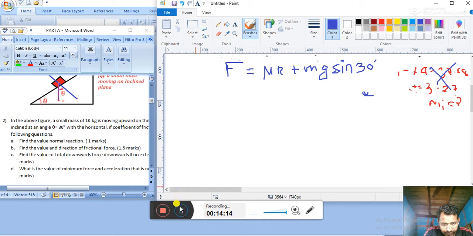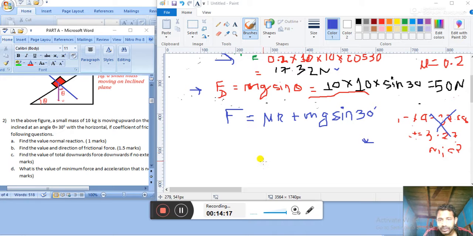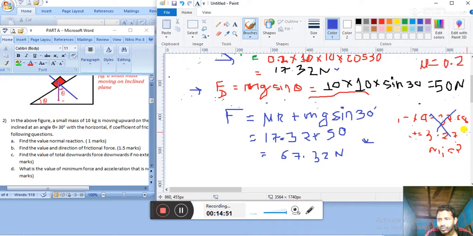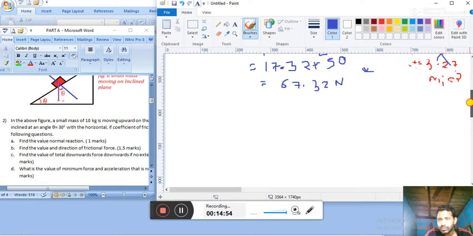Clearly this value is 17.32 plus, and this value is 50 Newton, and it's easy to add. You will get 67.32. It means that 67.32 Newton is required in the direction of motion. This force should be applied so that the block will move upward.